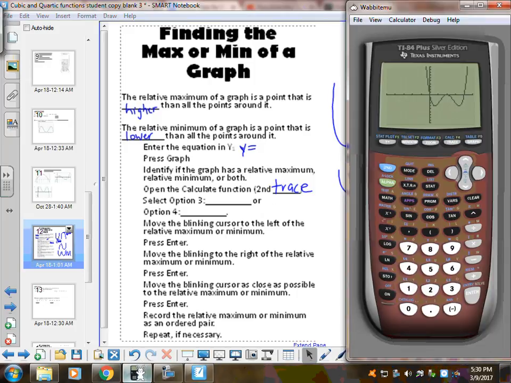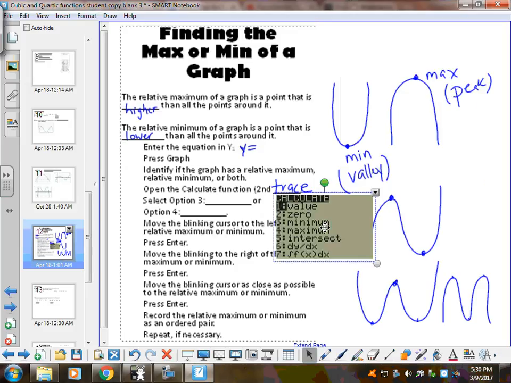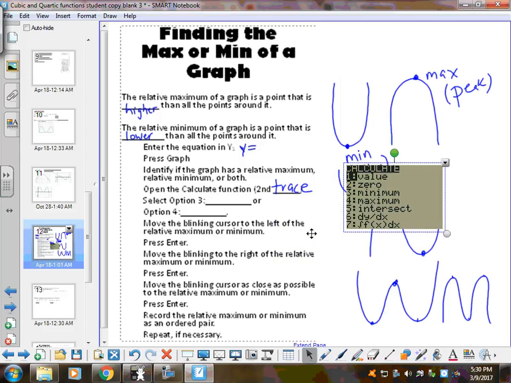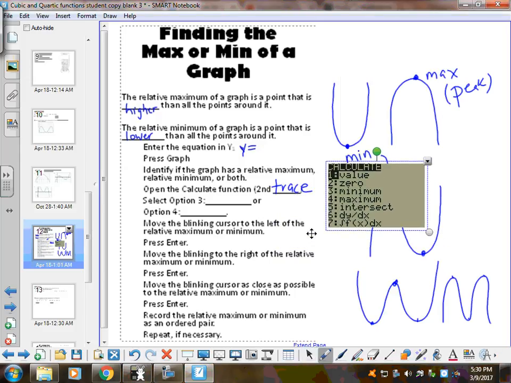Now you're going to do second trace on your calculator. Now you have option 3 and 4. We have option 3 or 4 as your minimum and your maximum. Option 3 is minimum, and option 4 is maximum. So that was second trace, and then you hit minimum or maximum. You can't find them all at one time. If you're finding your minimum, you go to the minimum. And if you're finding your maximum, you go to the maximum.